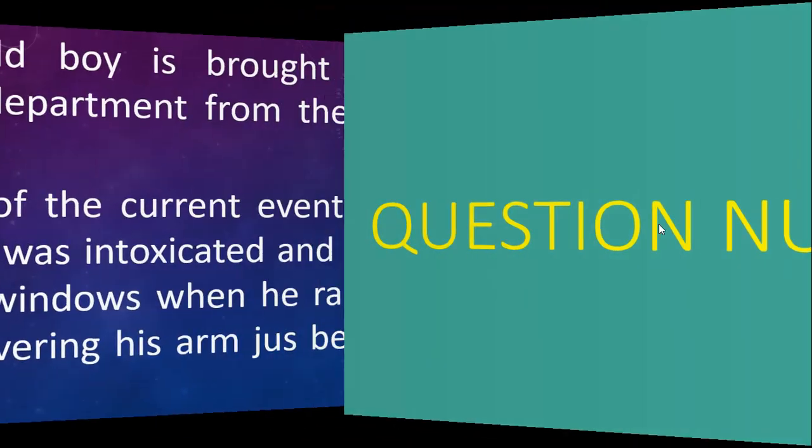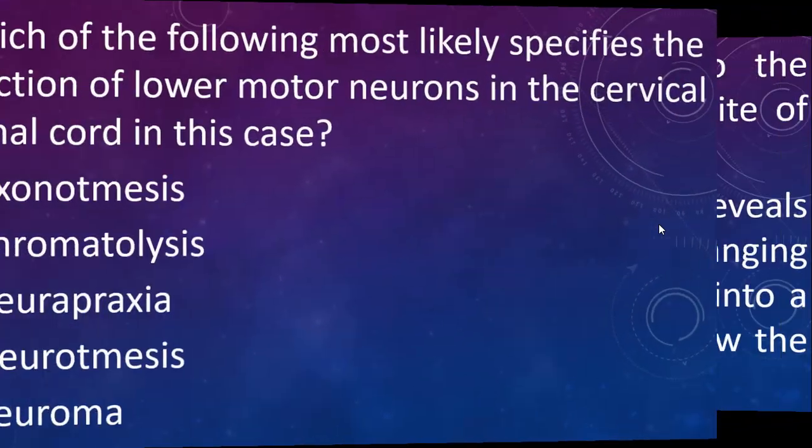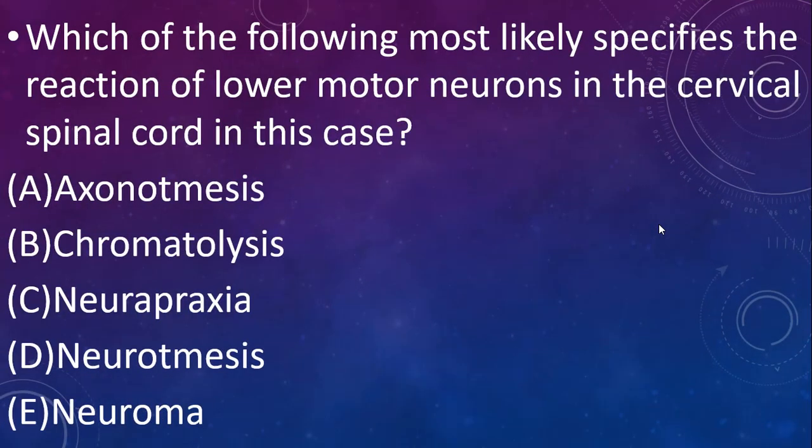Question number 6. A 15-year-old boy is brought to the emergency department from the site of an accident. The history of the current event reveals that the boy was intoxicated, i.e. drunk, and hanging out the car windows when he ran into a stop sign, severing his arm just below the shoulder. Which of the following most likely specifies the reaction of lower motor neurons to the cervical spinal cord in this case?